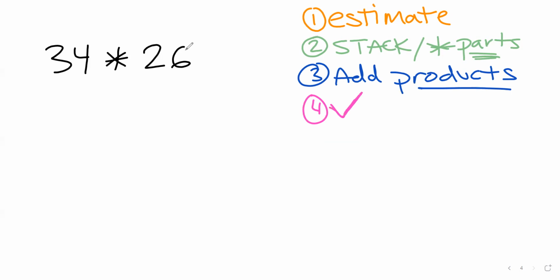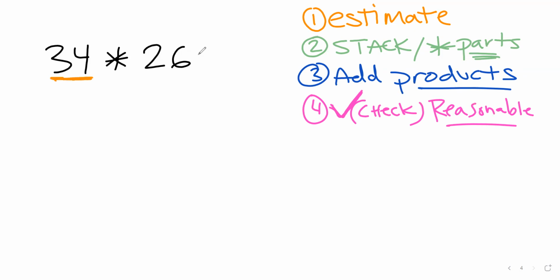And then we'll just go back and do a quick check with our estimation. That's a check mark. A quick check if it's reasonable. Based on our estimation and our answer, are they close to each other? So let's do that. First things first, we're going to estimate.